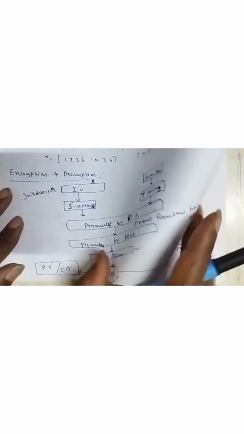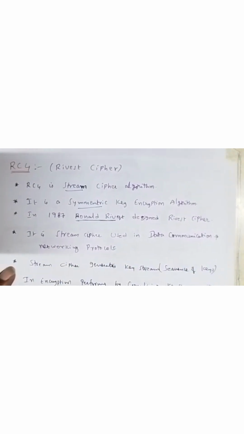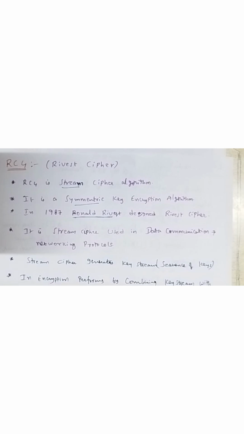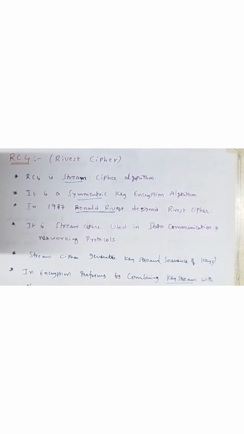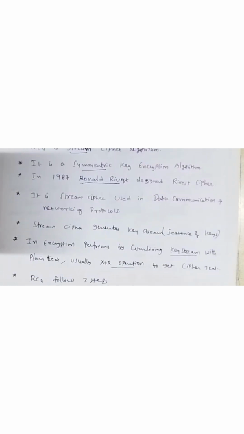This is about the RC4 algorithm. The main thing in the RC4 algorithm is that it is a symmetric key encryption. RC4 is a stream cipher algorithm. What do we mean by stream cipher? The given plain text data will be divided into a number of substreams.